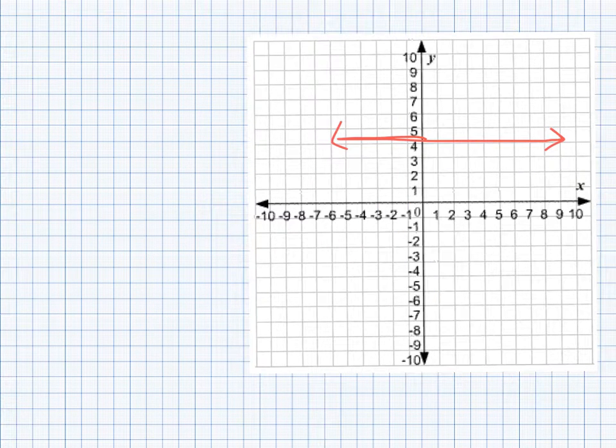Let's say you saw this line and it wanted you to write the equation. We can see that y is 4 there, and so we would say y equals 4, and that would be our equation. The equation of the line is y equals 4, and this is a horizontal line. Oh, on the other one, I think I wrote horizontal, I meant vertical line.